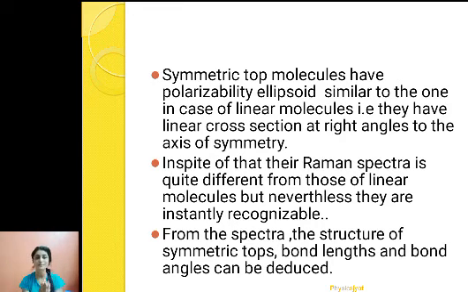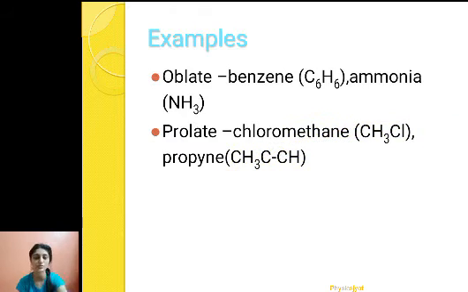And from the spectra, the structure of symmetric tops, bond lengths, bond angles, all this we can calculate or deduce. Examples of symmetric top molecules: benzene and ammonia are oblate type, and chloromethane and propyne are prolate symmetric top molecules.